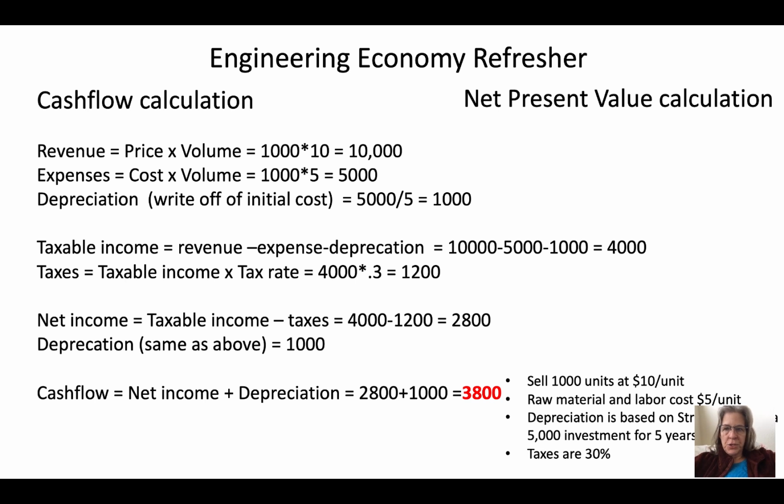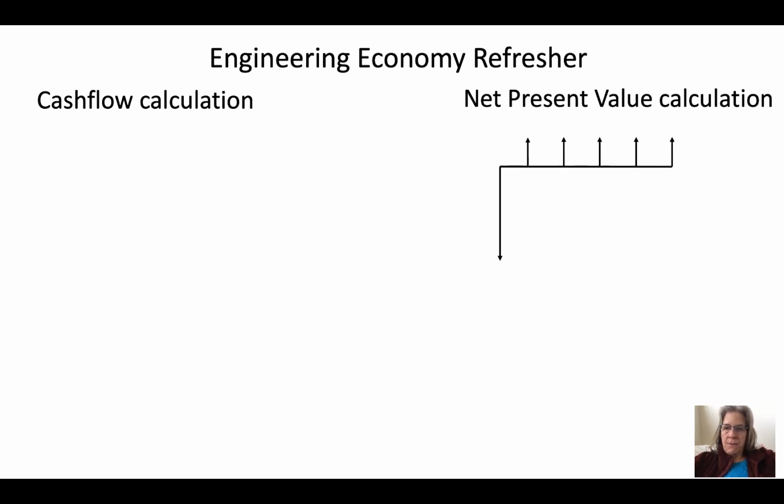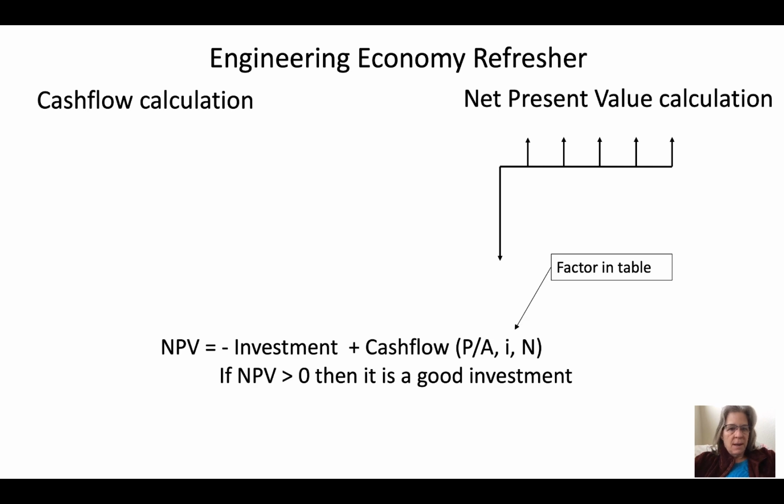Now let's move on to the net present value calculation. If you remember from engineering economy, we create cash flow diagrams that look something like this: an investment and then a return over time. The general equation for net present value is we take minus the investment, which occurs in time period 0, and we add back the cash flow in each of the 5 years, discounted back. And we use this particular factor, which if you remember from engineering economy can be looked up in a table, which is P given A, i%: find the present value given an annual cash flow at an interest rate for a number of years. If the net present value is greater than 0, then it's a good investment.